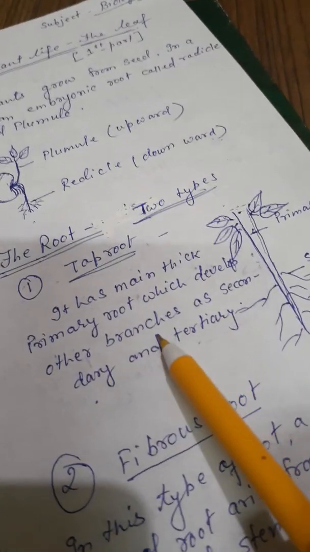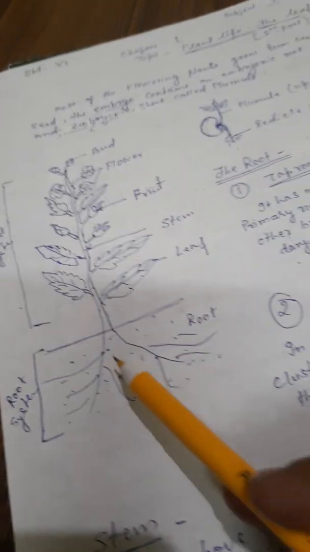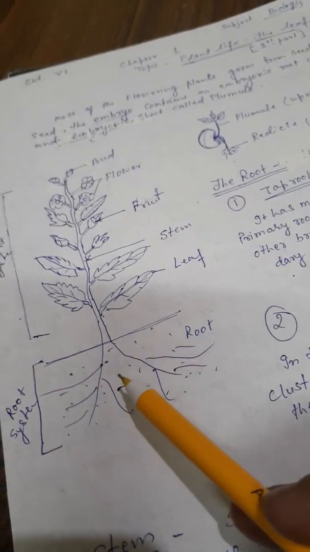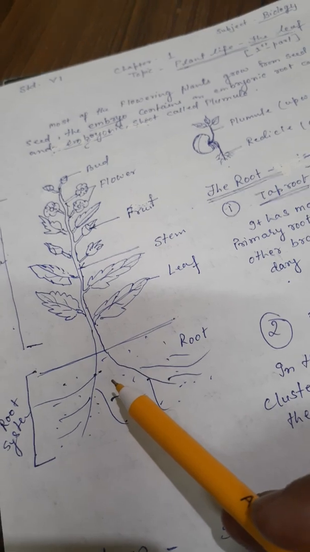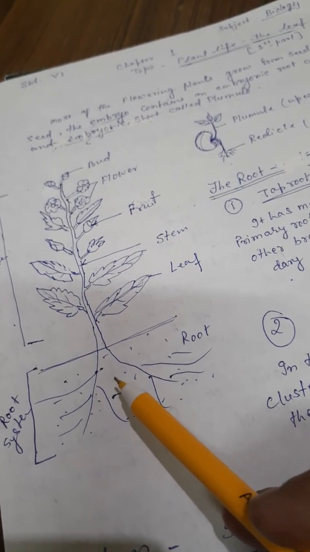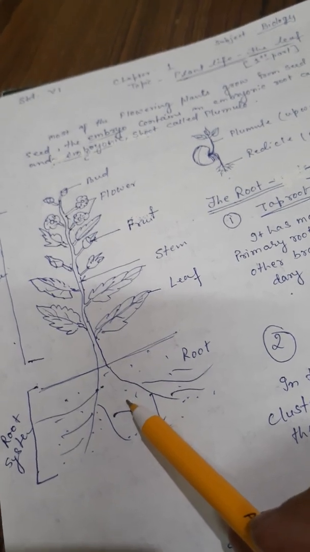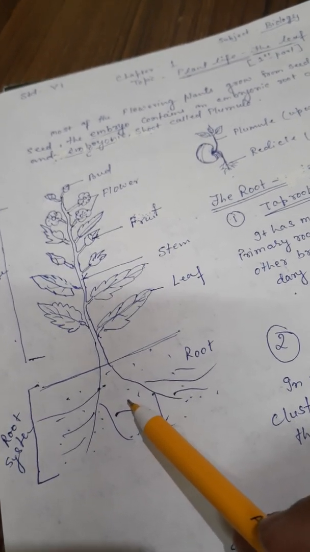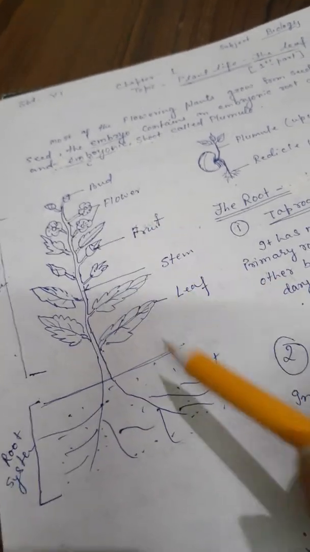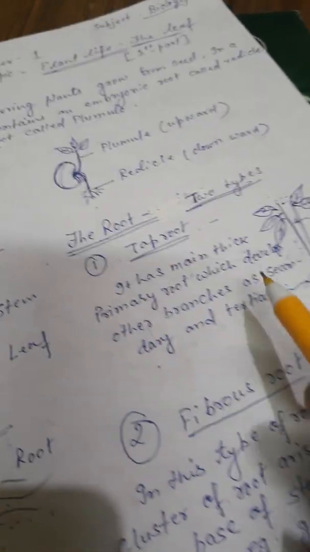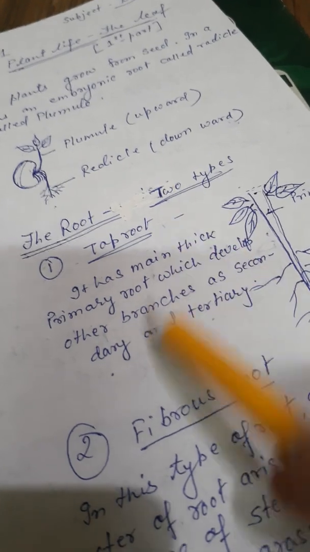First, the root. Look here, look at the figure. Root fixes the plant firmly into the soil. They absorb water and minerals from the soil for growth of the plants. Root is of two types. First, taproot. Second, fibrous root.